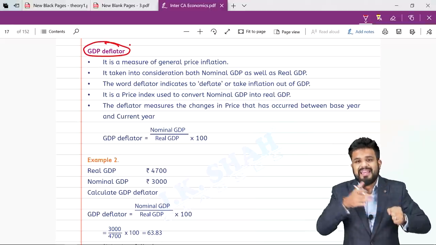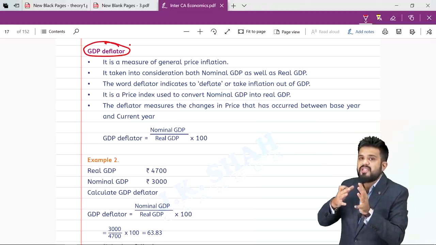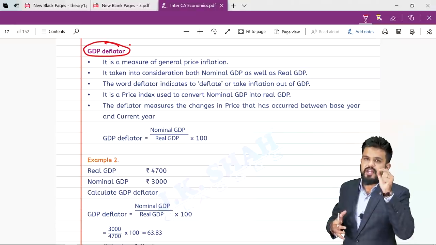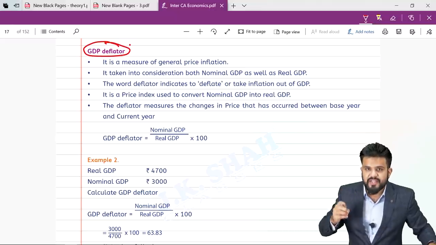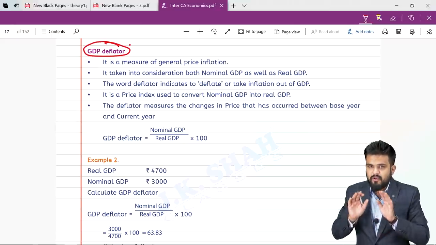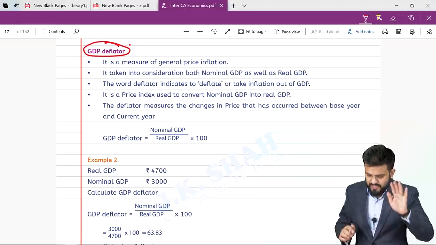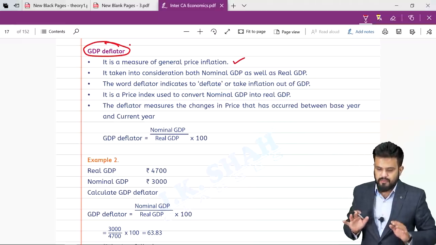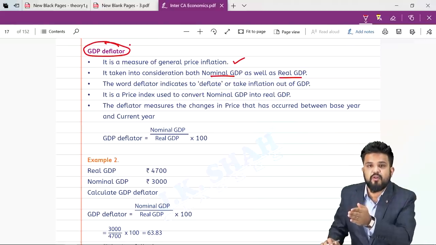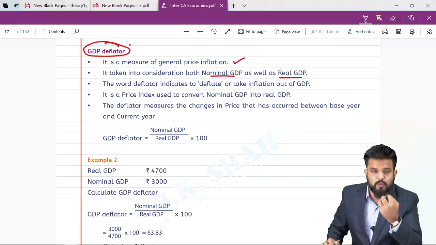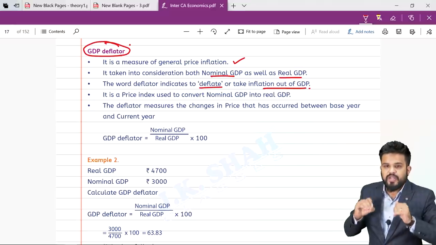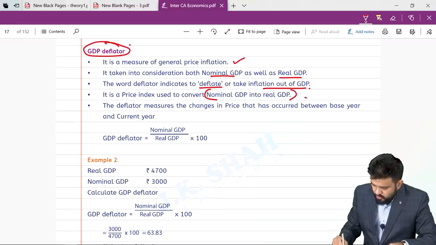From 2011-12 till the current year, what is the proportion of price included in gross domestic product? If you want to remove that price component, then GDP deflator will help you. So it deflates inflation from gross domestic product. You can see here there are 5 points, and the sixth will be the formula. For 2 marks they can ask this as it is. Very simple, very easy. Basically it measures general price inflation. It takes into consideration both nominal GDP as well as real GDP. Nominal GDP is calculated on the basis of price, real is on the basis of output. So from nominal, if I remove the price component, inflation, it becomes real GDP. So GDP deflator means to take inflation out of GDP. It is a price index used to convert nominal into real.